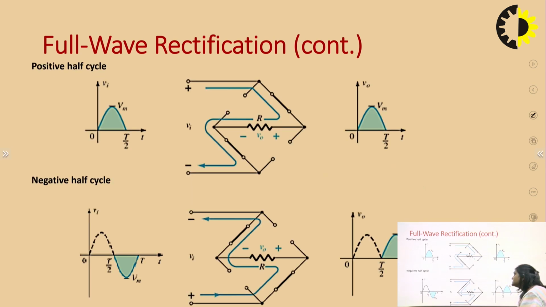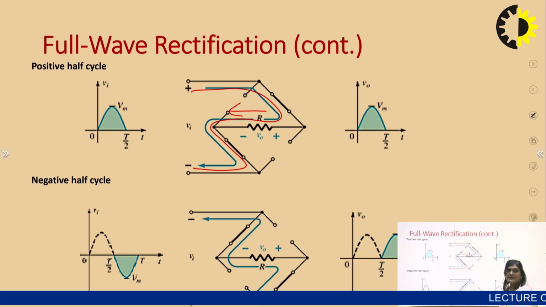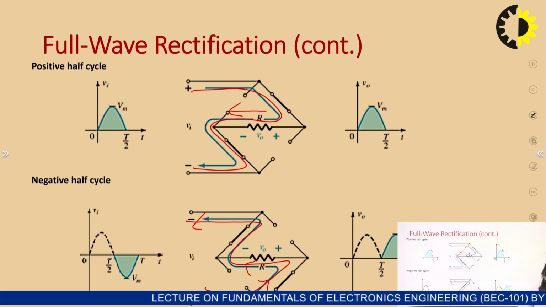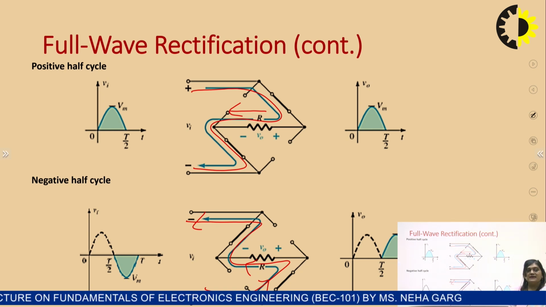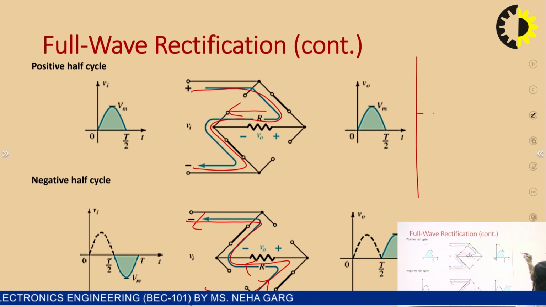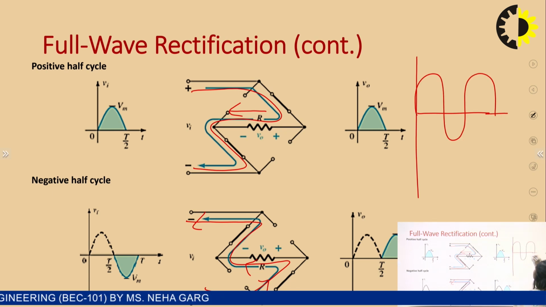Here we can see that in the positive half cycle these diodes are forward biased, so current is flowing in this way, this is the direction of current. And in the negative half cycle these diodes are forward biased and the direction of current will be in this way. So we can see that in both the negative and positive half cycles the direction of current in the resistance is the same, meaning in both cycles the output current is flowing in the same direction. So its output will be in this way, like this was the input, so the output will be like this.